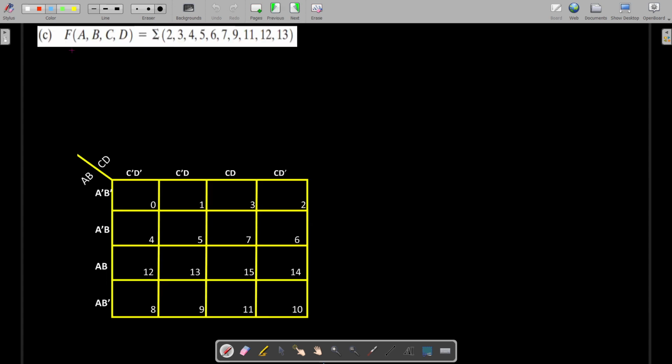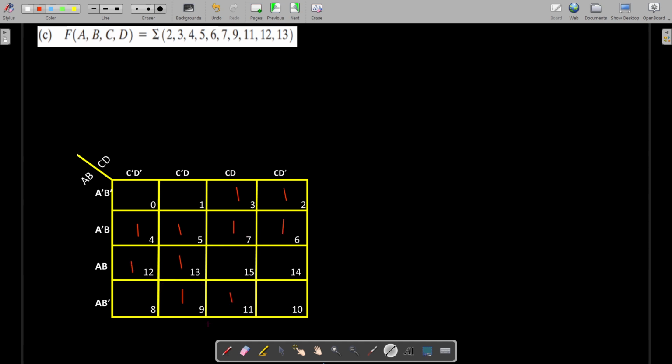So here we have the function f of a, b, c, d that is equal to the summation of the minterms 2, 3, 4, 5, 6, 7, 9, 11, 12 and 13. The first step in this problem is to place the ones into the corresponding cells for the minterms. Okay, so we are going to do it now. The first minterm is 2. So it is 2, 3, 4, 5, 6, 7, 9, 11, 12, 13.